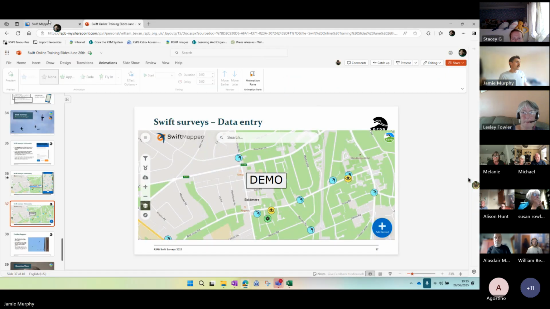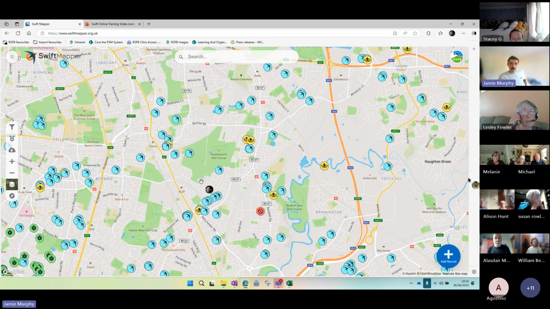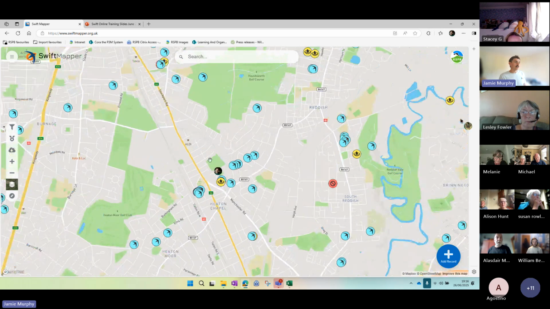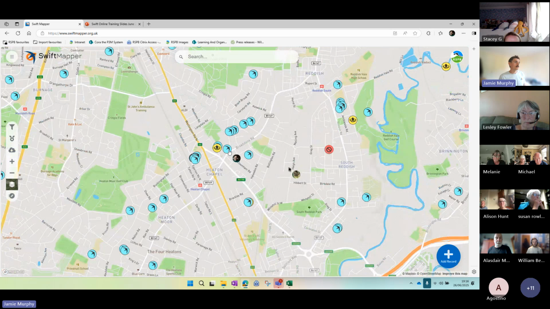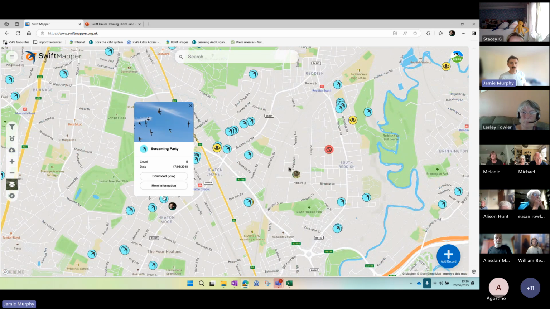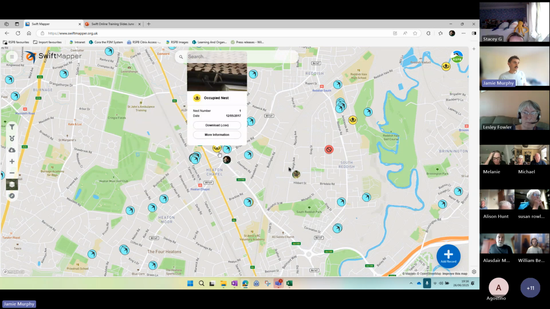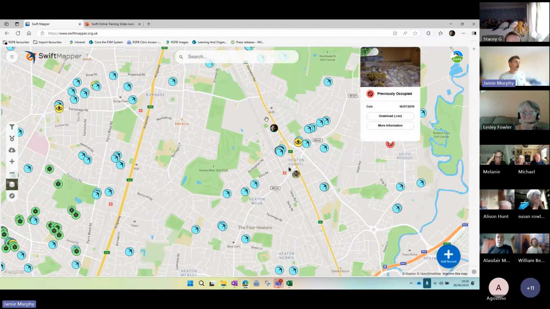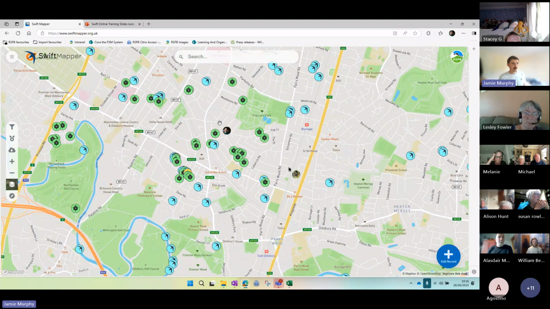So hopefully you can see Swift Mapper now on the screen. This is an area of Manchester that I don't know, so I'm just going to zoom in and see what happens. So it's a really good way to explore where swifts are. So all of these blue ones are low-flying swift. So if you click on them, it tells you how many there were, what year it was. All of the yellow ones are nesting swifts, which tells you again the year and how many nests there are. There's red for previously occupied nests that aren't occupied anymore. And there's also, in some places, lots of Swift boxes. So Swift boxes can be recorded on there as well. And that's the green.